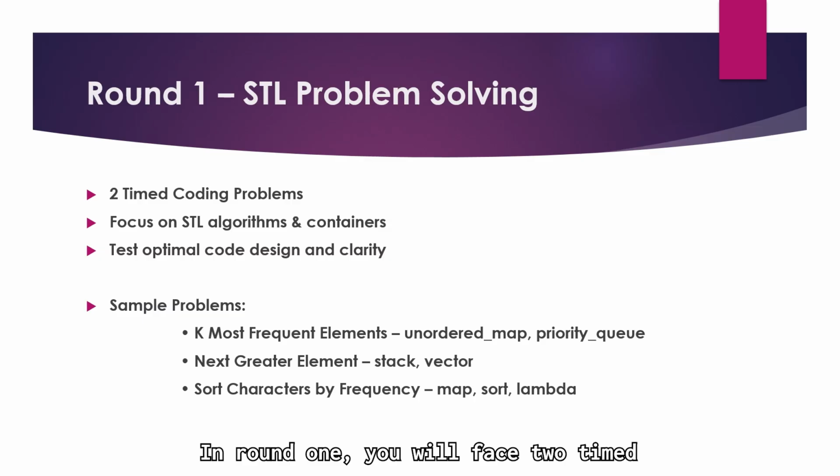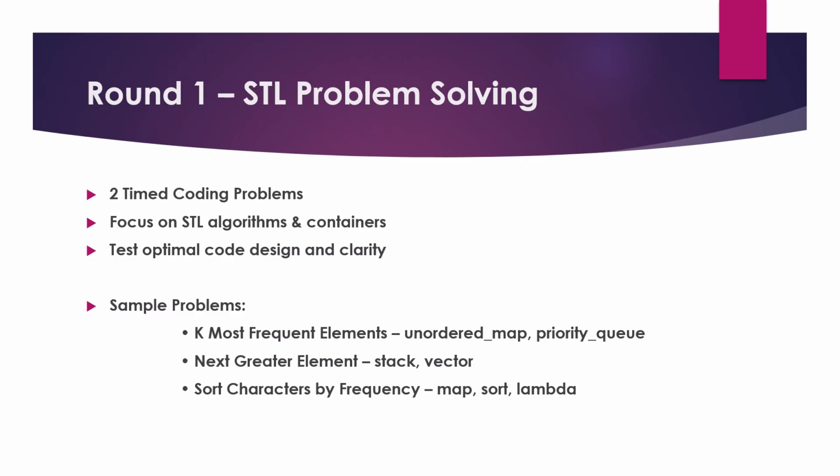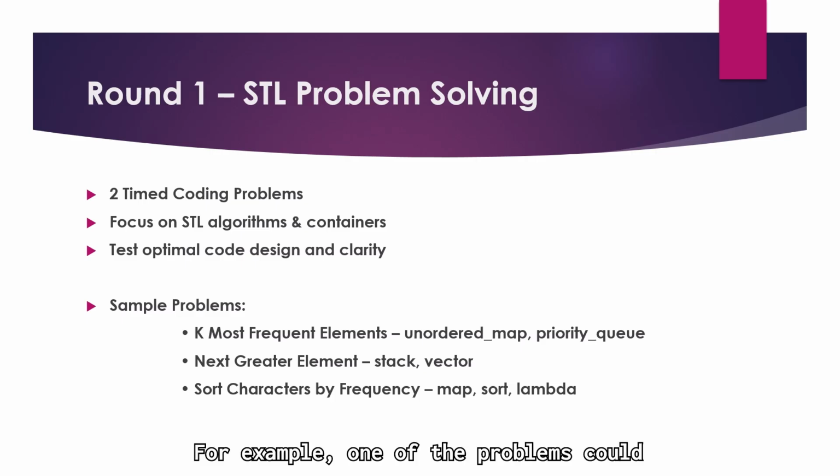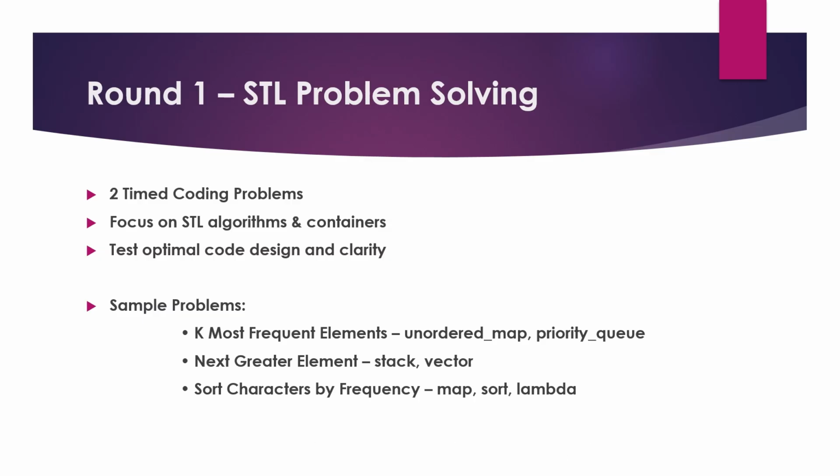In round 1, you will face 2 timed coding problems. This round is designed to test your proficiency in applying STL to solve algorithmic challenges. Each problem will require you to choose the most appropriate STL containers and algorithms to optimize your solution. For example, one of the problems could ask you to find the k most frequent elements in a dataset. You will need to decide whether to use an unordered map to store element frequencies and a priority queue to find the top k frequent items.